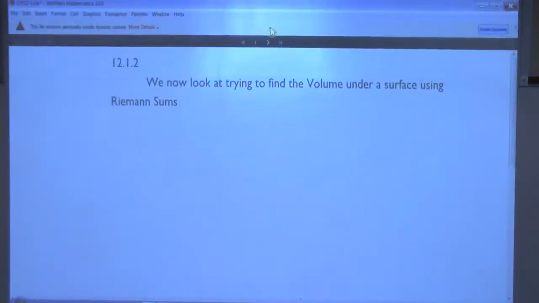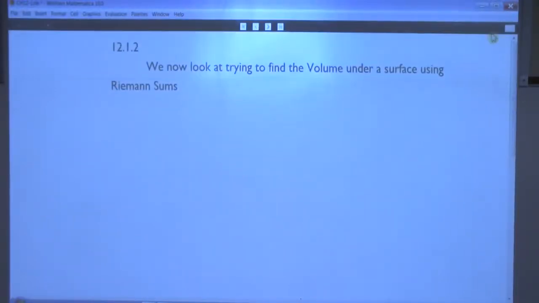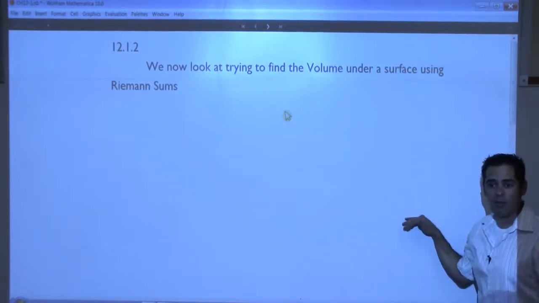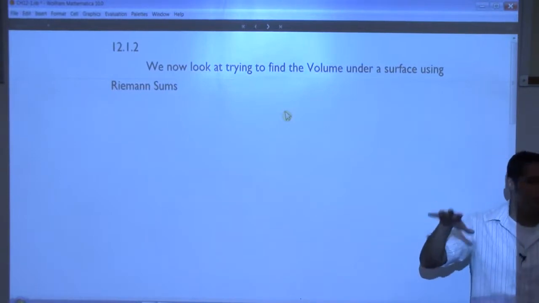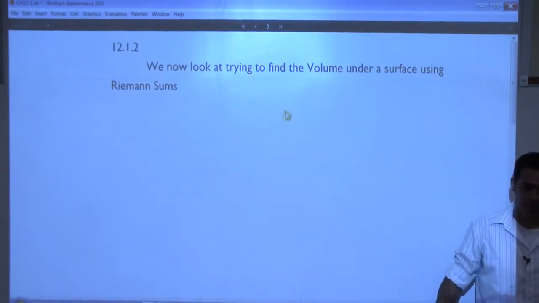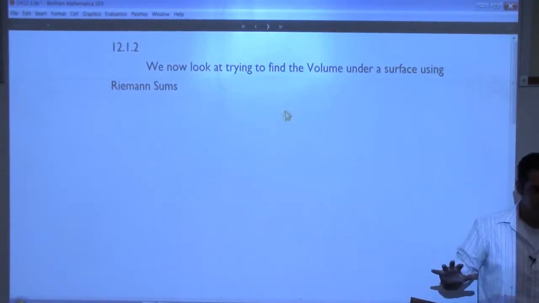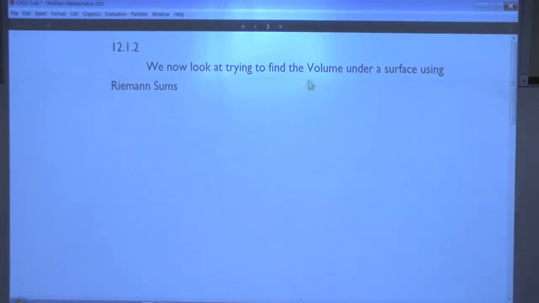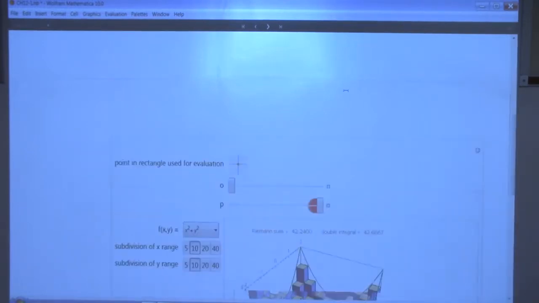Interested now in looking at trying to find what are called double integrals. So instead of looking at the area underneath the curve, we want to look at the volume under a surface. But do you see the similarities in it? Okay, so we're going to try it using Riemann sums.